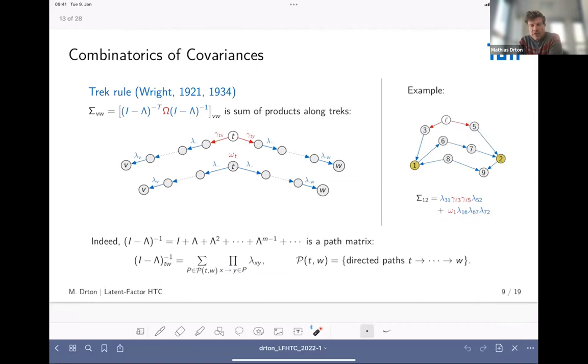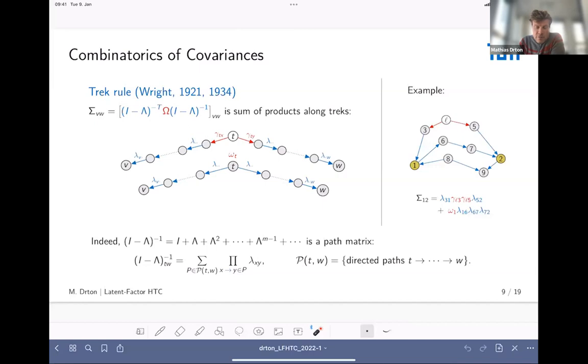And so this has been understood for a long, long time, over 100 years. This is the trek rule that goes back to Sewall Wright's work. It says that if you look at the covariance between two variables indexed by V and W in these models, then this covariance is a sum of products along treks.